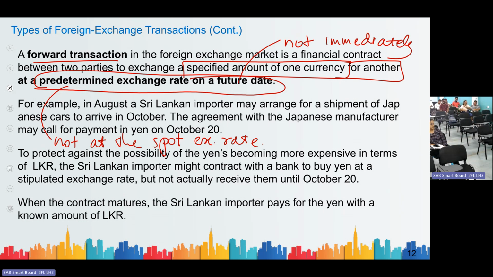And also, the transaction will happen on a future day at a predetermined exchange rate, not at the current exchange rate that will exist on this future date. Instead, the transaction will happen at a predetermined exchange rate rather than at the spot rate which will exist on this future date. So that is the nature of a forward transaction. For example, let's consider this example.